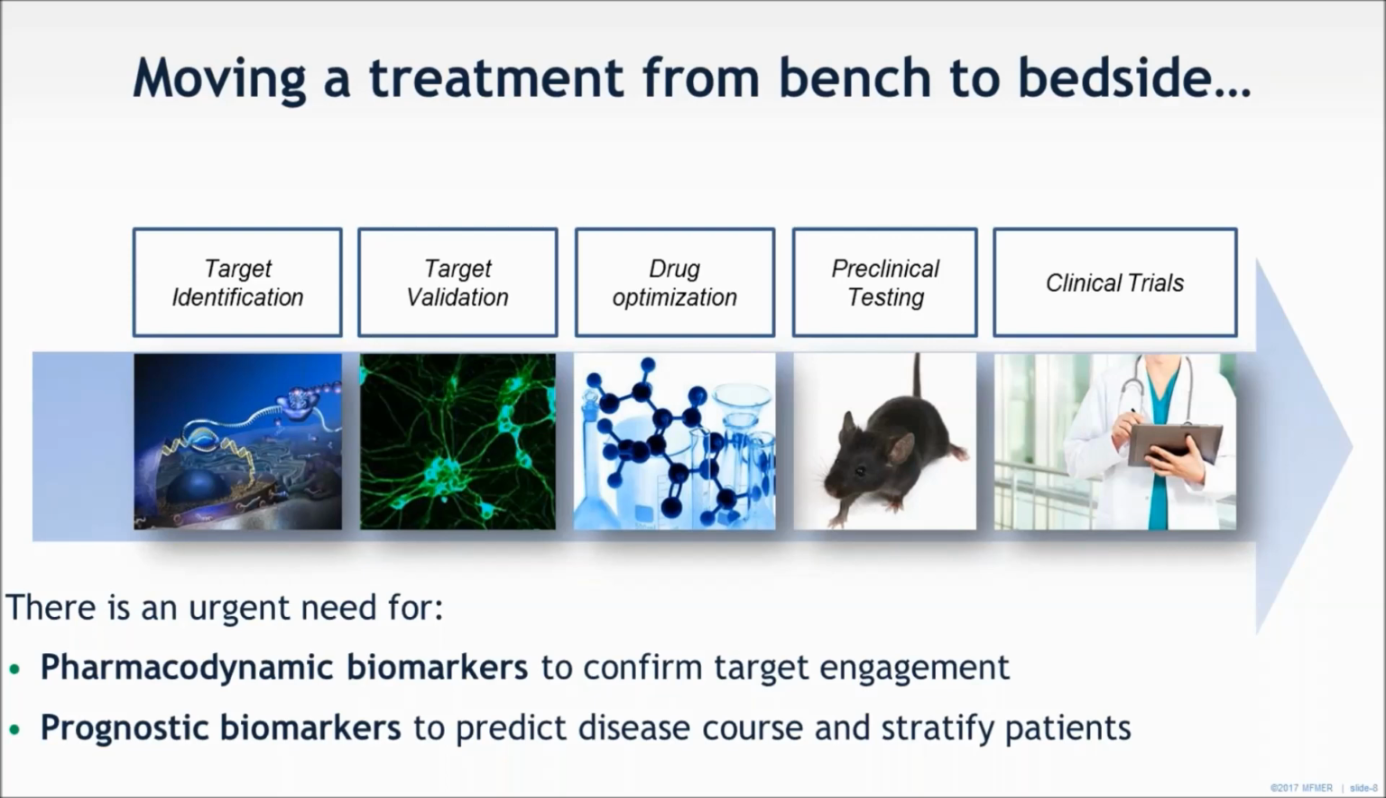So with this in mind, I think it's very important to realize that in the past, many clinical trials for ALS treatments have been hampered by the lack of appropriate biomarkers to help us better design the clinical trial and also to help us better understand the data that we get from it. So for instance, there really is a great need for pharmacodynamic biomarkers to help us confirm target engagement.